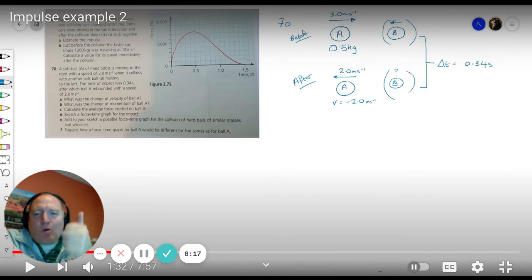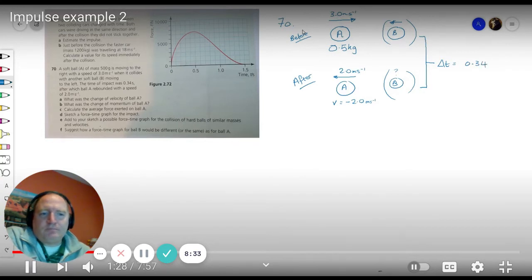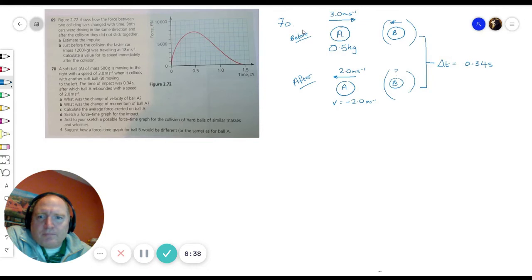Because we'd either have to know the force during that 0.34 seconds, or we'd have to know something about particle B, the ball B. And since we don't, I believe we have to assume this is an elastic collision. Let's see how she deals with that. Just back her up a little bit. Seconds. All right, so that's all the information we've got.